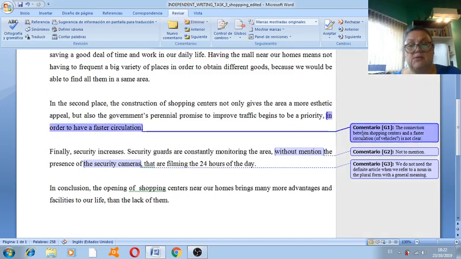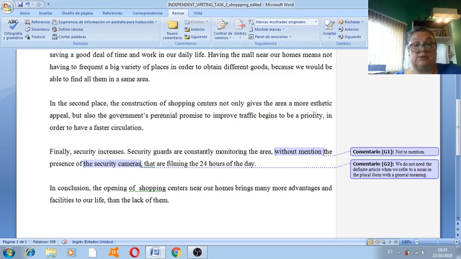Well, here I write in my comment the connection between the creation of shopping centers and the faster circulation. What do you mean, of vehicles? Again, you're alluding to the traffic. The connection is not clear. How can the construction of shopping centers improve traffic, right? Here there's a gap. Something is missing. It's not quite clear to me what your argument is. What is the argument, right?